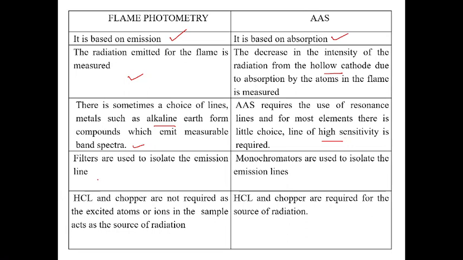Now in flame photometry, we have seen that filters are mostly used, whereas in the case of AAS we have monochromators. Monochromators are used to select the wavelength of interest. In the flame photometer, there is no hollow cathode lamp and no chopper, as the excited atoms or ions in the sample act as the source of radiation. What is the source of radiation? The excited atoms. Whereas a hollow cathode lamp and chopper are required in the case of AAS. So these are the differences between flame photometry and AAS.